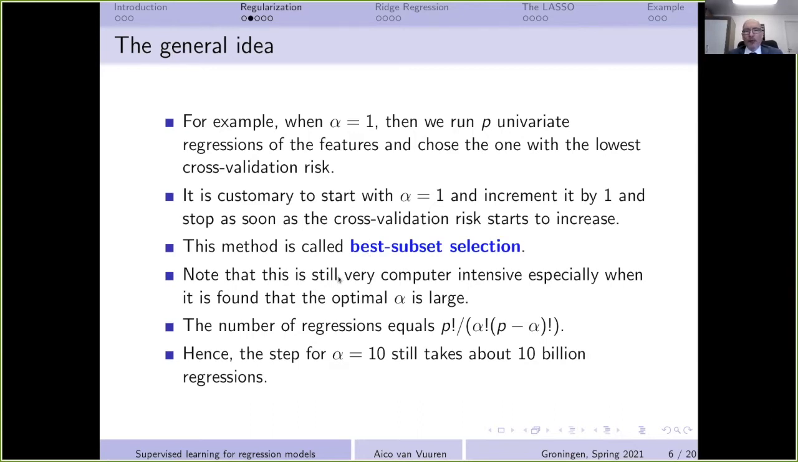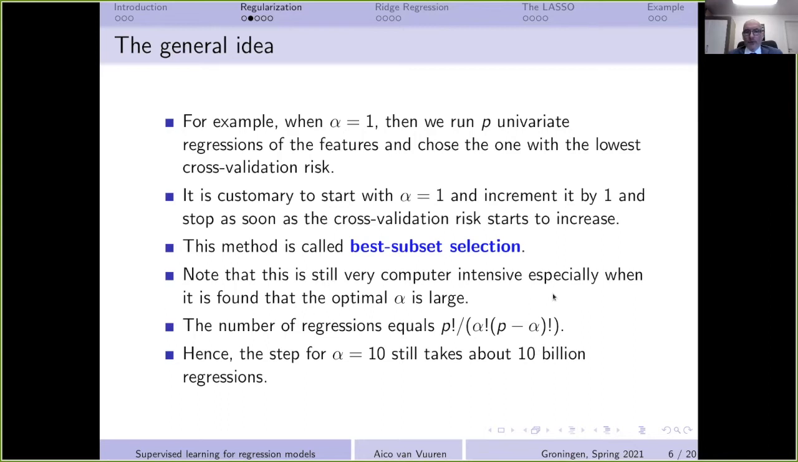However, a bad thing with respect to best subset selection is that even though it might be a little bit faster than the naive method of just, without any thinking, running all the different regressions, it is still going to be very computer intensive. That is because we do not know beforehand how large alpha is going to be. And if alpha is going to be large, then at that moment you still have to run a lot of regressions. The question arises, how many regressions do we have to run in every stage? Well, it's not that difficult to see that the number of combinations that we can have is equal to this thing that we have over here.